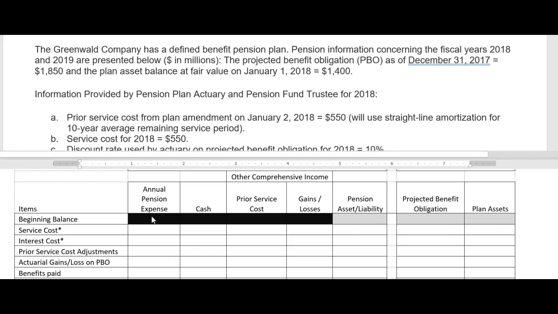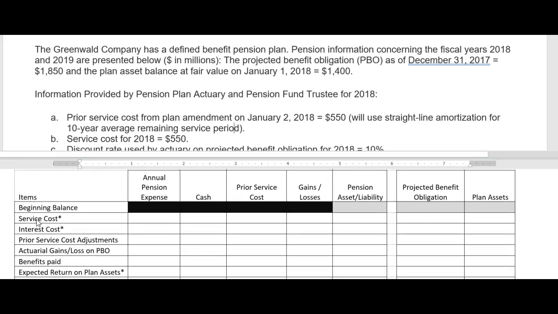In video 1, we looked at the PBO and we found that 5 things impact the PBO. Service cost, interest cost, prior service cost adjustments, the actuarial gains and losses on PBO, and the benefits paid. Those were the 5 components of the projected benefit obligation. So where do we begin? Well, first, let's fill in our missing components. So beginning balances are important, especially in obligations and assets. So let's start there. Well, it tells us the projected obligation had a balance at December 31st, 2017 of 1850. Well, if that's the closing balance, then guess what? That becomes our beginning balance this year.